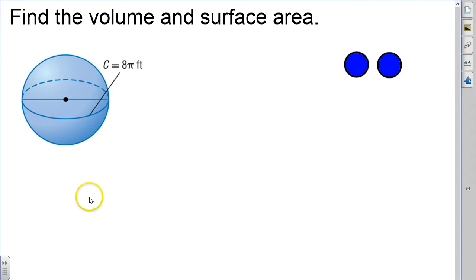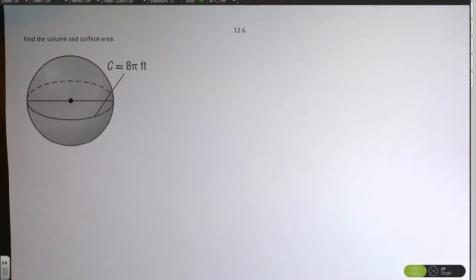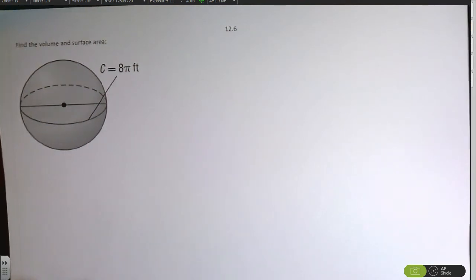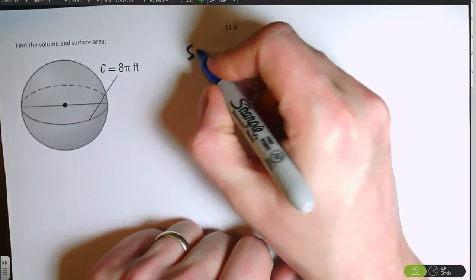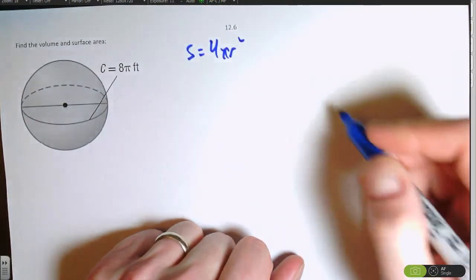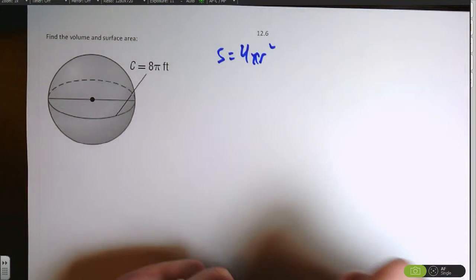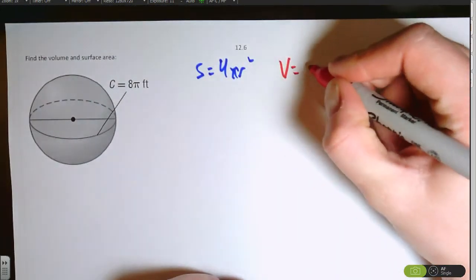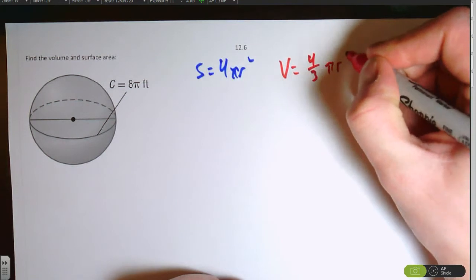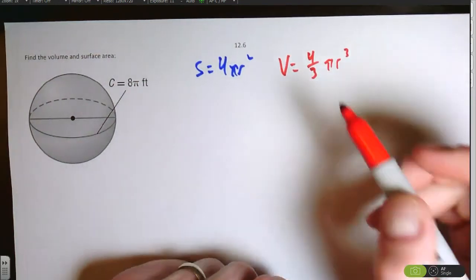So, first example, find the volume and surface area. Now, for this one, it's not, here's the radius and go with it. They've given you the circumference, so we're going to have to work backwards. Okay, so you've got the circumference is 8 pi. Now you have two formulas. Surface area is 4 pi r squared. Volume, 4/3 pi r cubed. So our real goal is to figure out the radius.